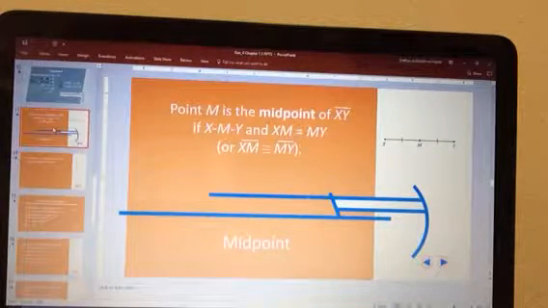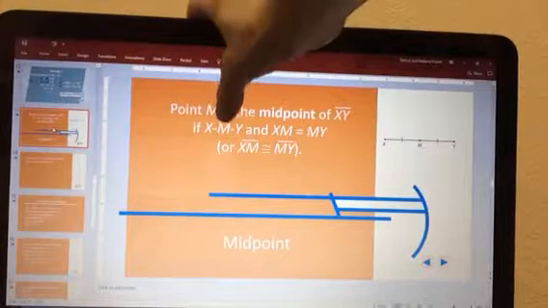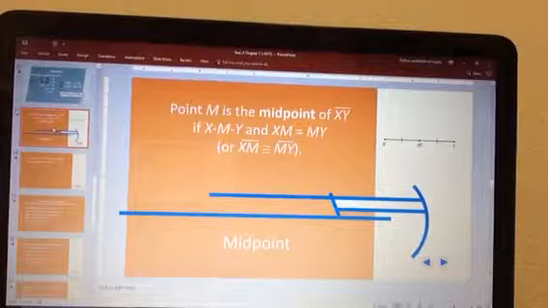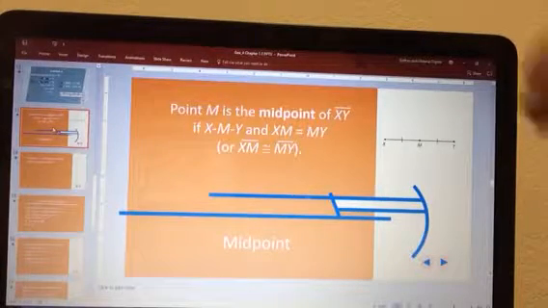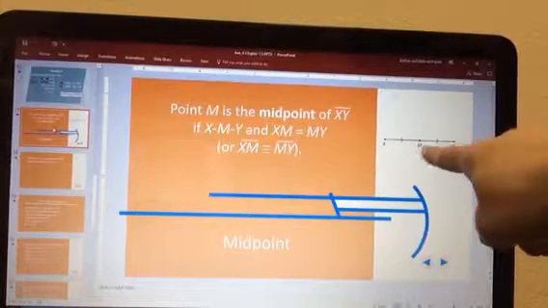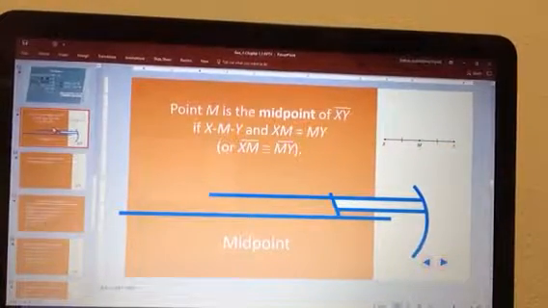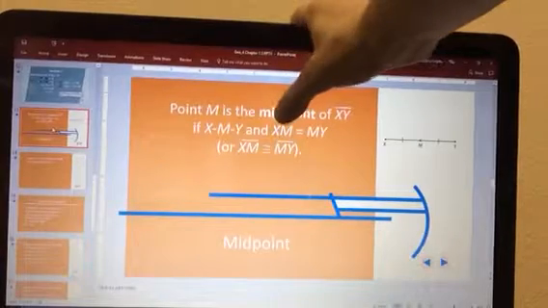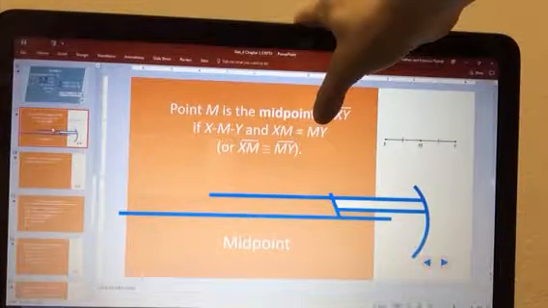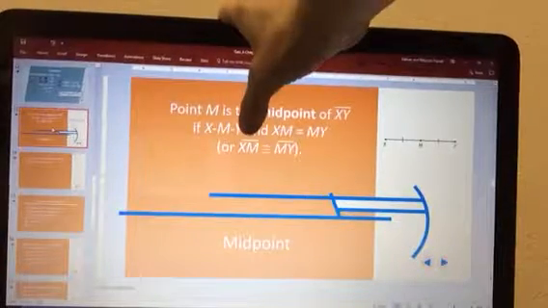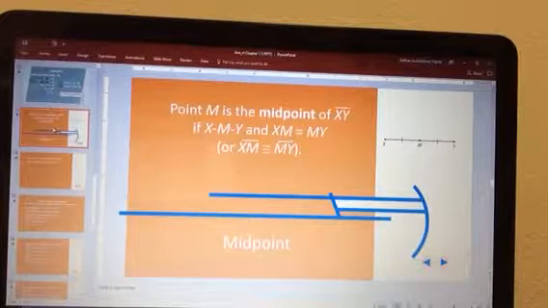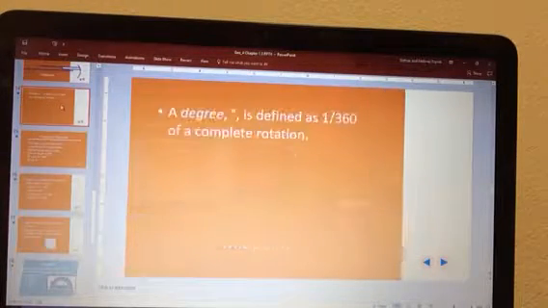The midpoint of a line segment obviously should come between the other 2 points on the line. I can write that with betweenness of points. And if it's truly the midpoint, then this half of the line should be equal to the other half of the line, right? The measurement of XM should be equal to the measurement of MY, or I can say line segment XM is congruent to line segment MY. That's the definition of midpoint.